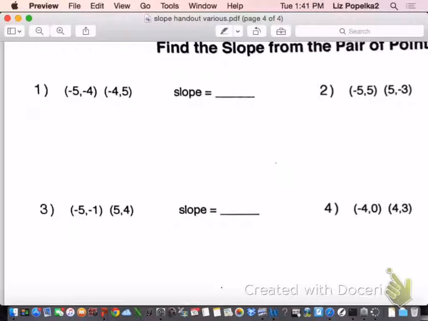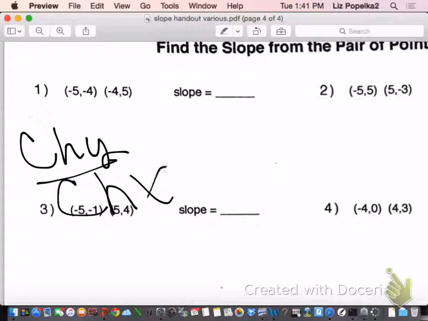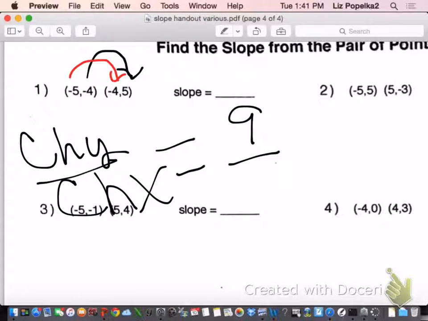Okay, number 1 on the back is exactly the same type of problem you guys just did. They just give you 2 points instead of putting it in a table. So you still do change in Y over change in X. So let me look from one Y to the other Y. I went from a negative 4 up to a 5. So how much did that change? 9. Very good. And is it a positive 9 or a negative 9? Regular 9, positive. And then my X changed from a negative 5 to a negative 4.